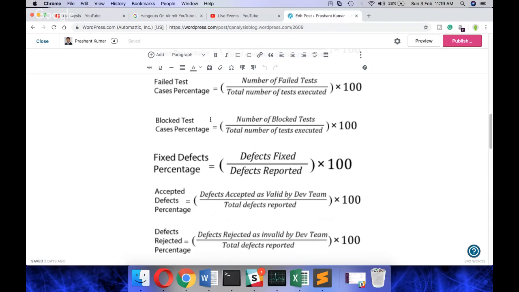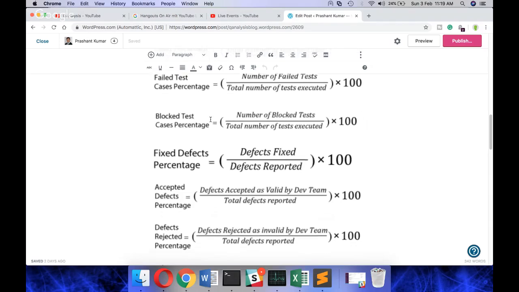Accepted defects. Just now I mentioned there's a difference between the total defects reported and the accepted defects. Let's say the total defects were 200, out of which 150 were accepted by the dev team. So here it will be 150 by 200 into 100. That will give you the accepted defects percentage.